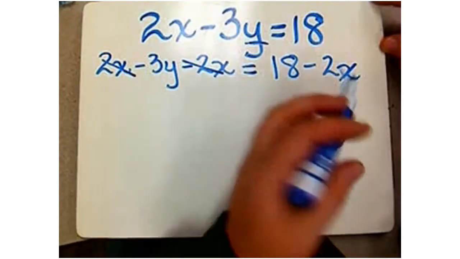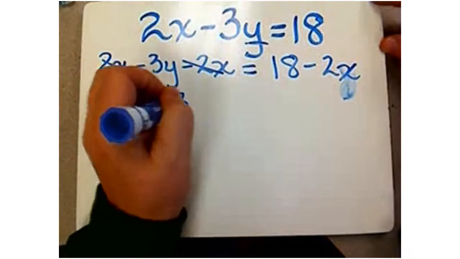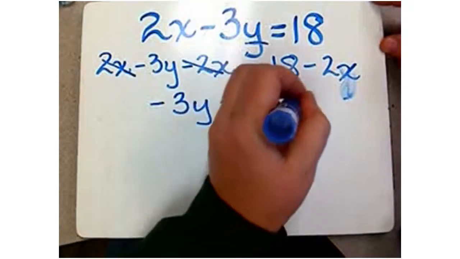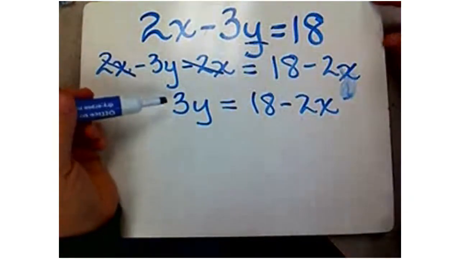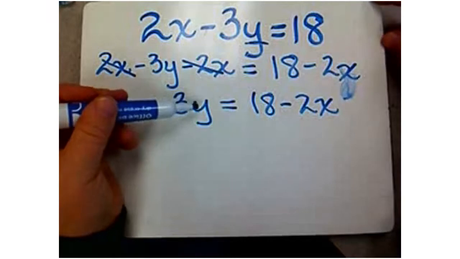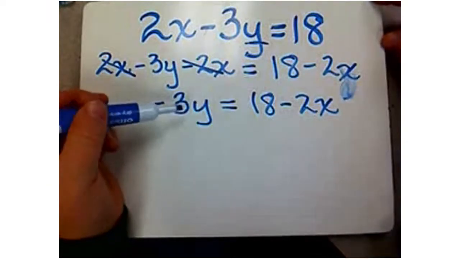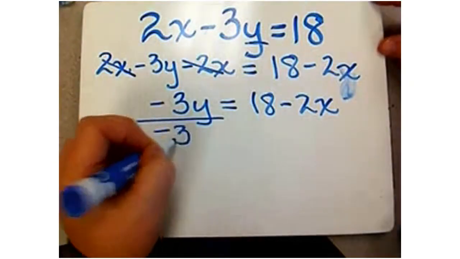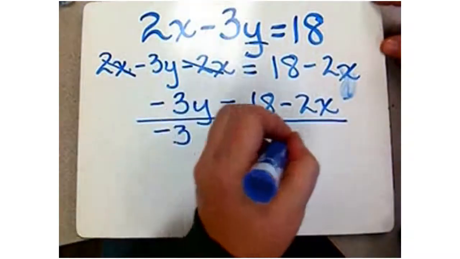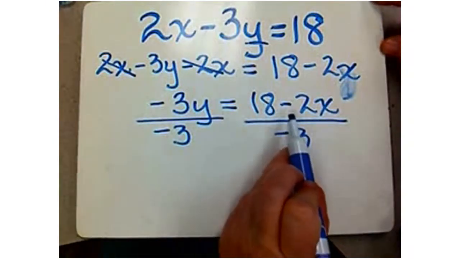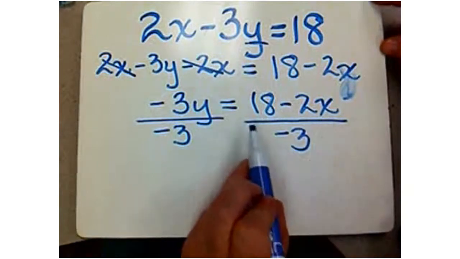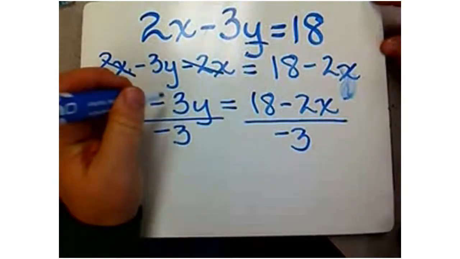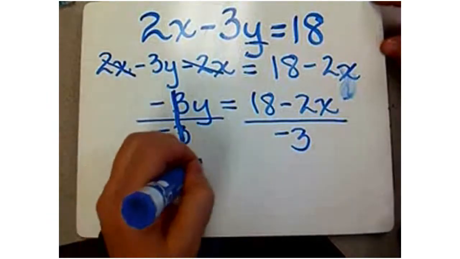So the next step, they just show it simplifying. Now you have -3y, because the 2x's cancel, equals 18 minus 2x. Now, negative 3 is hanging out next to y, and it's multiplying it. So to undo the negative 3 multiplying y, we have to divide by negative 3 on both sides of the equation. So the entire quantity of 18 minus 2x has to be divided by negative 3. Then they simplify. Negative 3y divided by negative 3, that cancels and just becomes a y.